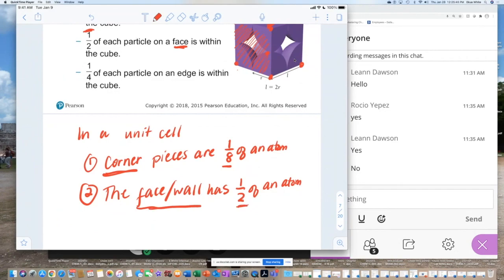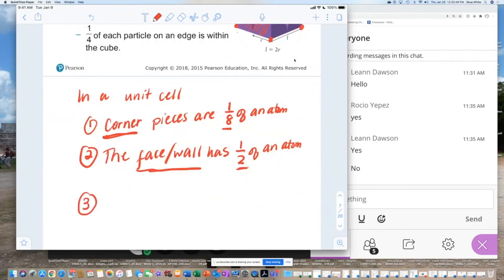Okay. And then number 3, we have the edge. The edge of the cell has 1/4 of the atom. So the edge will be from one corner to one corner. That distance between the one corner to the one corner will have 1/4 of the atom.